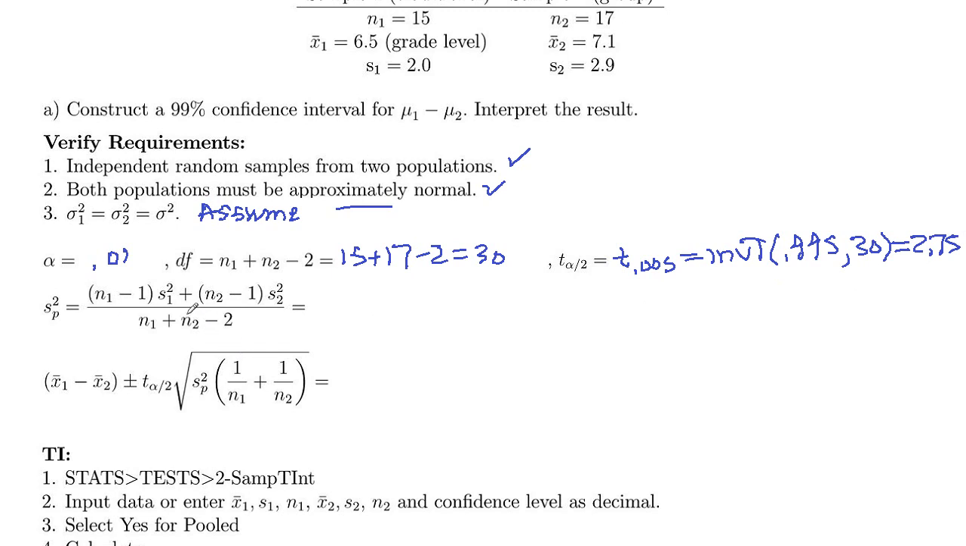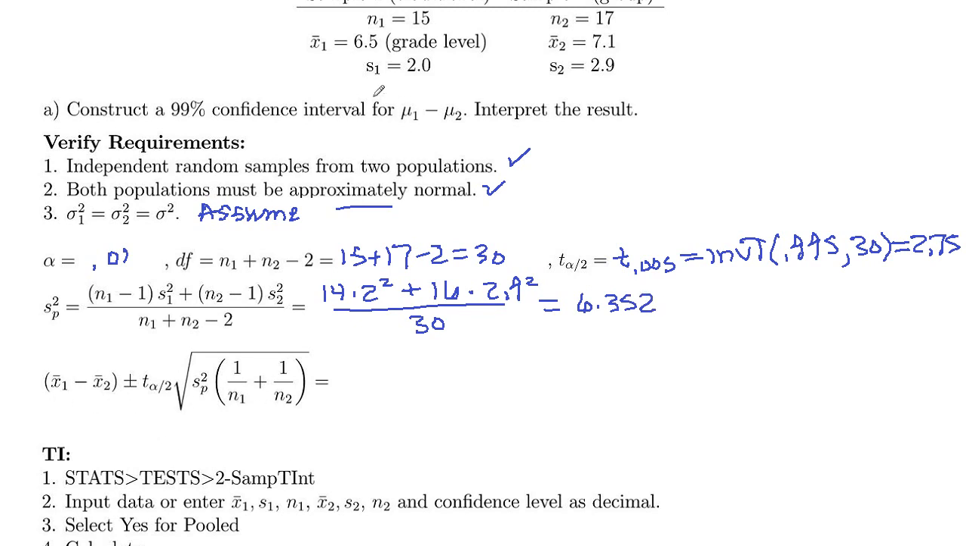So now we compute our pooled estimator, N1 minus 1, so 15 minus 1, 14, times our S1 squared, so 2 squared, plus 17 minus 1, 16, times S2 squared, 2.9 squared. And then we're dividing by our degrees of freedom, 30. And if you put this in the calculator, you'll get 6.352. And now we're ready to go ahead and plug in the intervals.